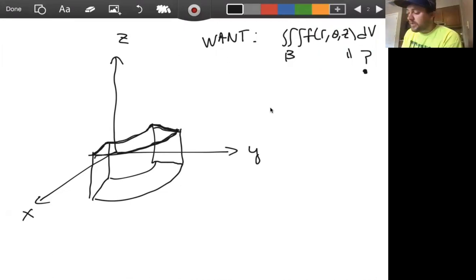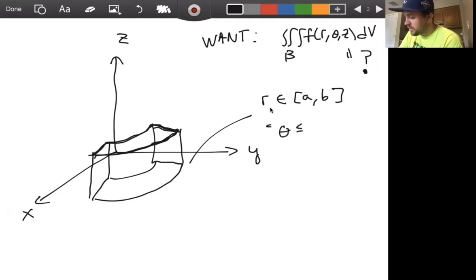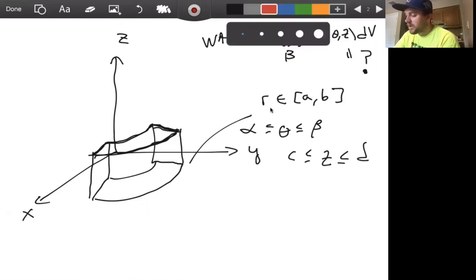And what do we do? So we have r is going to be in the interval [a, b]. Theta is going to be between two theta values, alpha and beta. And then we also have z is between two values, c and d, right? This describes our box here.